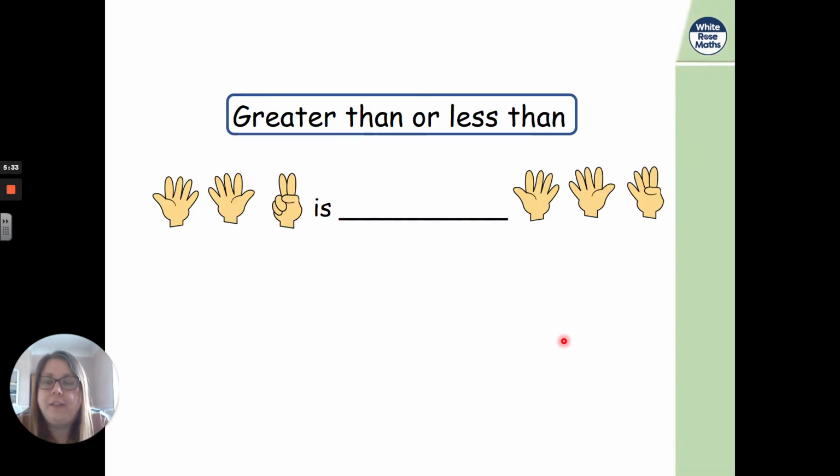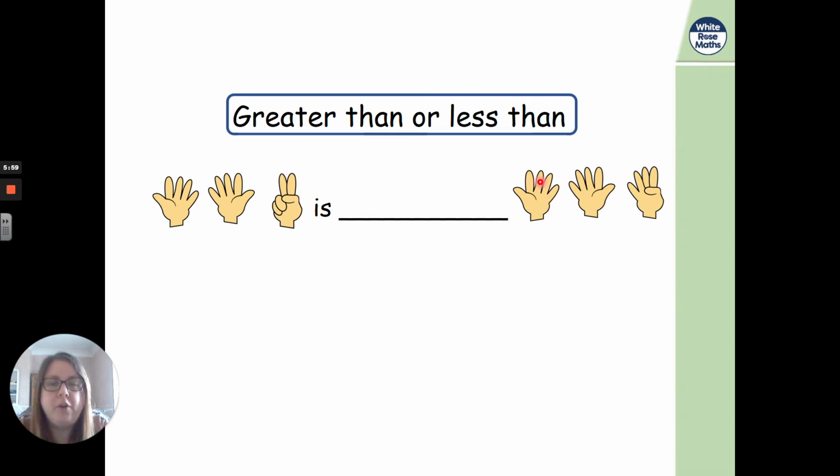So let's have a look at this one then. We're going to start putting in the phrases greater than or less than, and we've done loads of this at school and at home, so I know you will be fabulous at it. Okay, so let's have a look. How many fingers have we got here? So we've got 5 and 5, which makes 10, and then 2 more. 10, 11, 12. Well done. And some of you will have just known 12 without even having to count on.